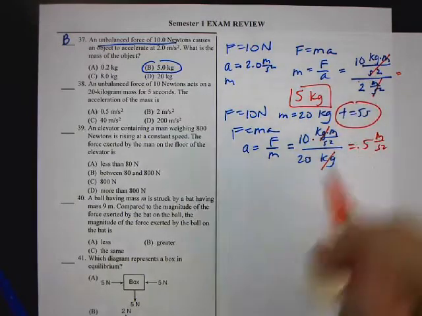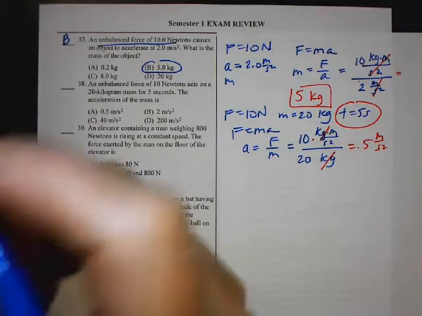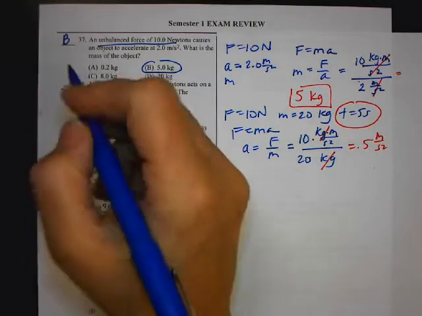So the time has nothing to do with the question. Sometimes they give you extra information that you don't need, but you have to figure out what you need and what you don't need. And that's why writing down your given and find helps. So the answer to number 38 is A.